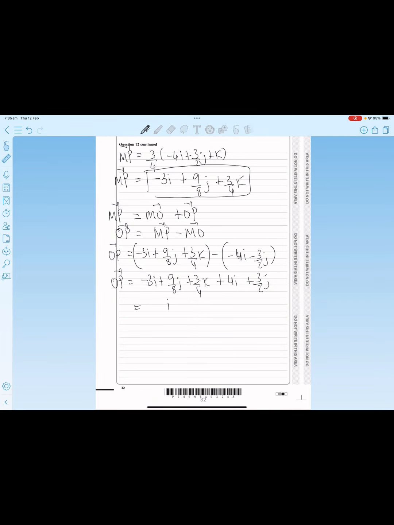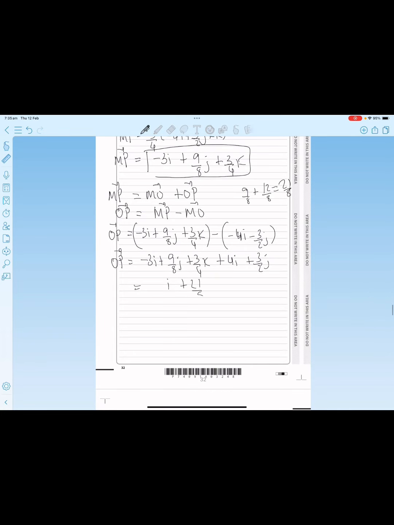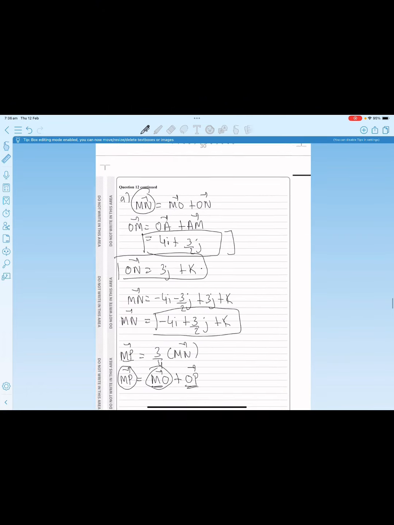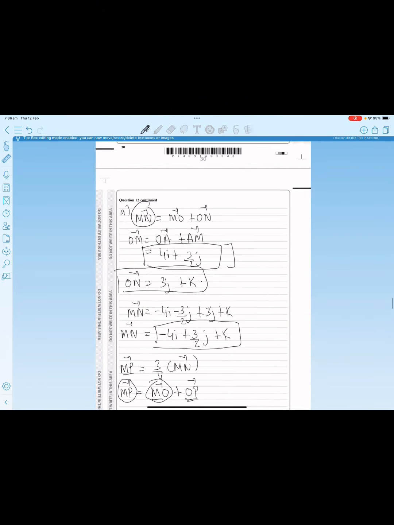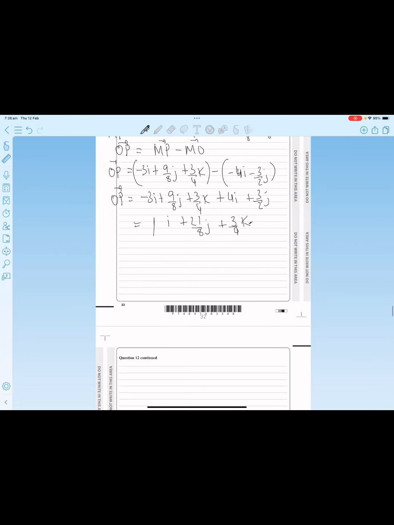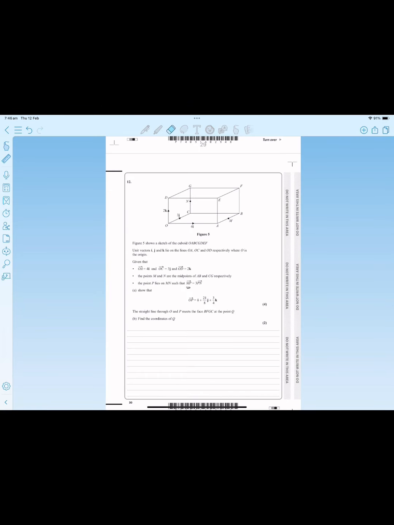4i minus 3i would just be i. 9 over 8 plus 3 over 2 would be 9 over 8 plus 12 over 8, times 4 times 4, yep. So that would form 21 over 8. So i plus 21 over 8j plus 3 over 4k. And let's see, is that what they wanted us to get? i plus 21 over 8j plus 3 over 4k. So that's my answer for part A.